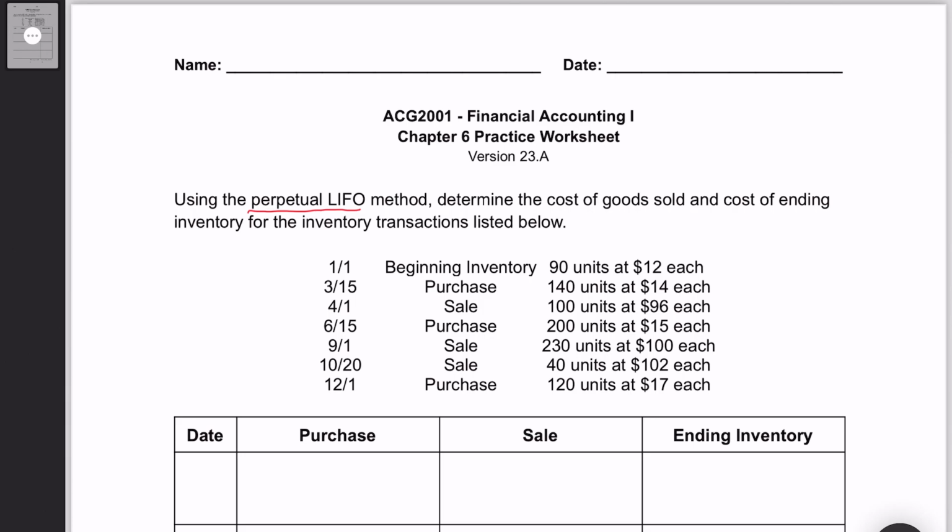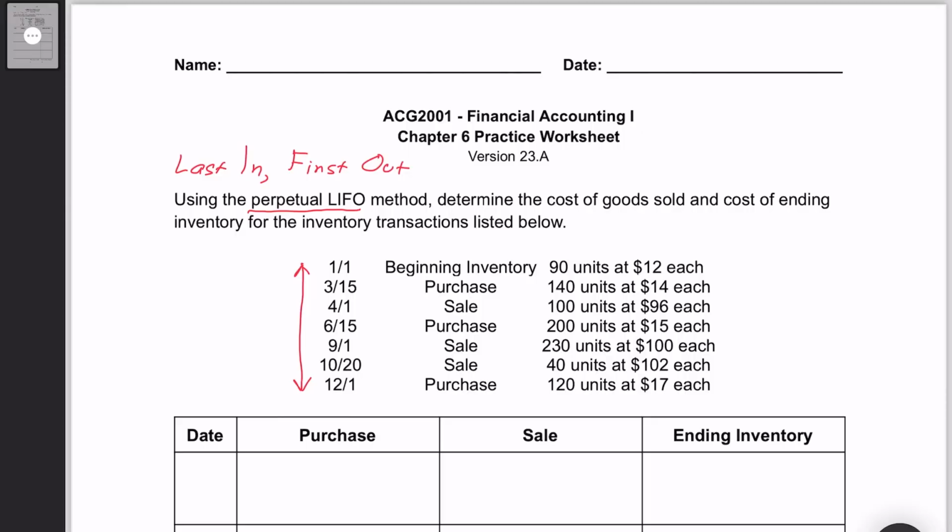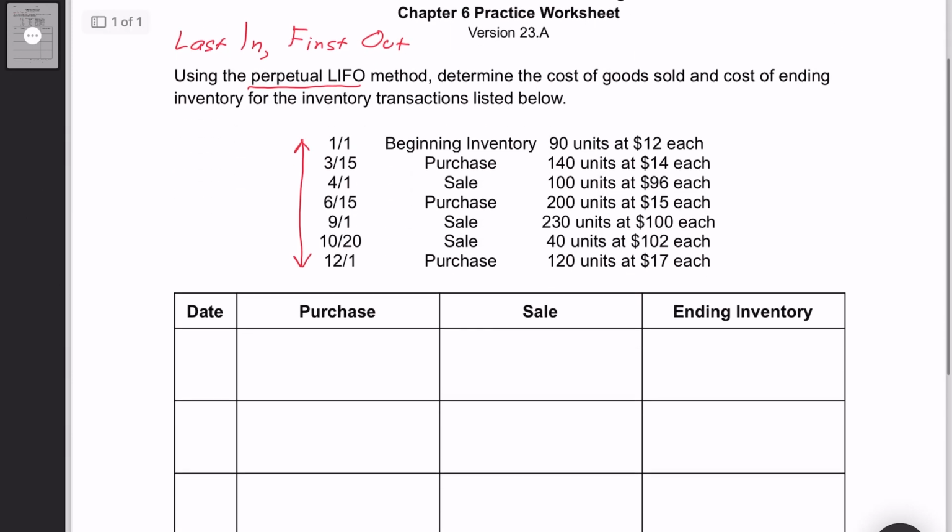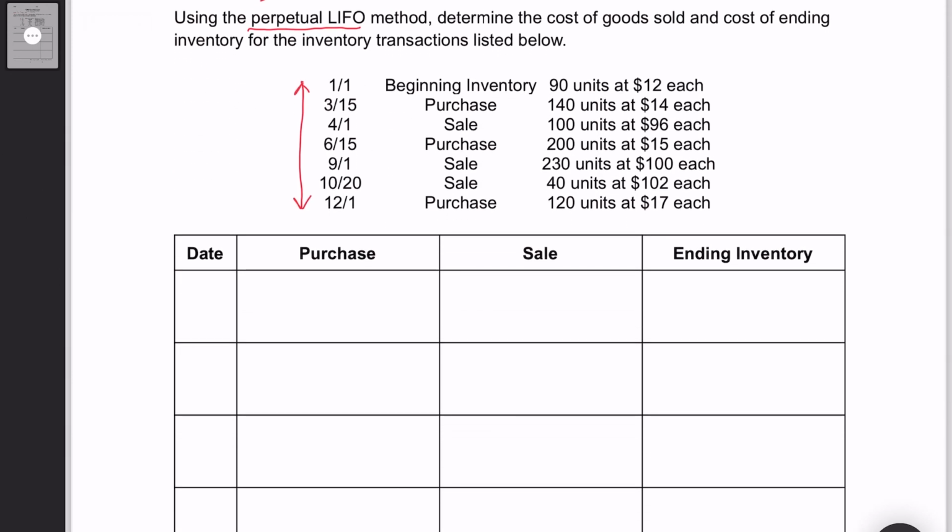And LIFO stands for last in, first out. Here we have several transactions that occurred over a period of time, and we're going to recognize them in order as they occur. Now, some transactions are purchases, some transactions are sales, and we're going to see that recognized in the different columns. Let's go ahead and get started here.